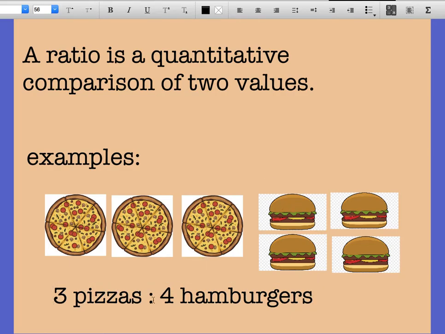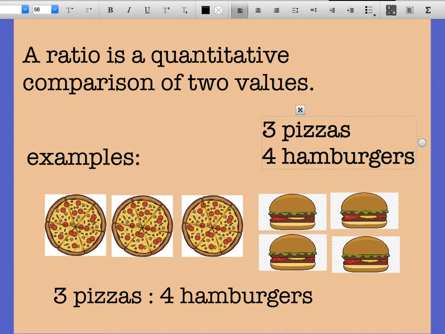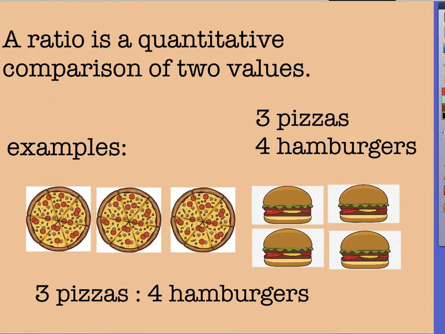So we can write it with a colon form like that, or up here I'm going to write it as a fraction. 3 pizzas over 4 hamburgers. We can write it in fractional form as well. Remember to draw the vinculum so that we can tell that it's a fraction. You can write it either way.